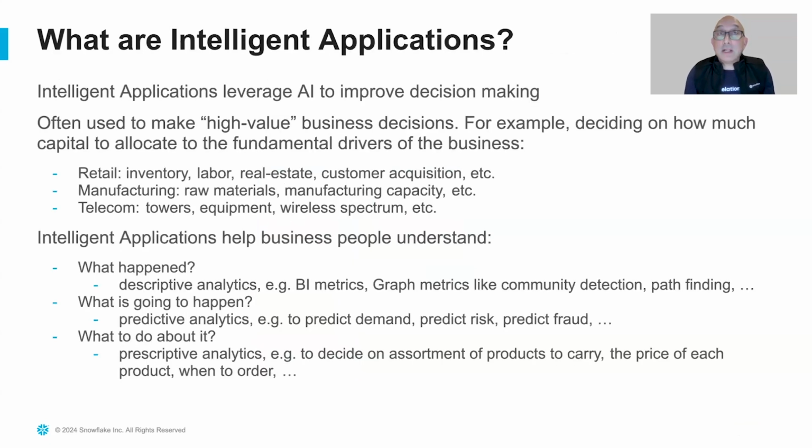Okay, so what are intelligent applications? Intelligent applications leverage AI to improve decision-making. They're often used to make high-level business decisions, for example, deciding on how much capital to allocate to fundamental drivers in the business. In retail, you want to decide how much capital to allocate to inventory or to labor or to real estate or to customer acquisition.